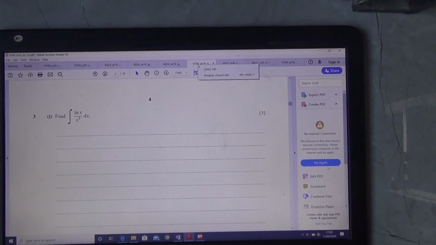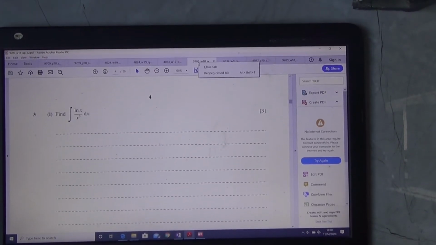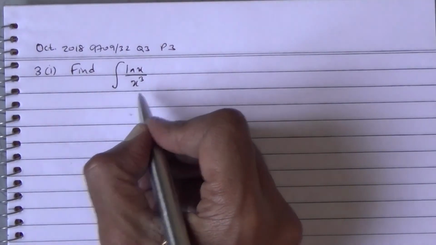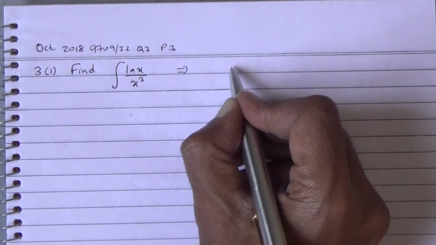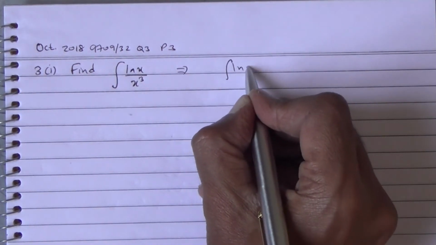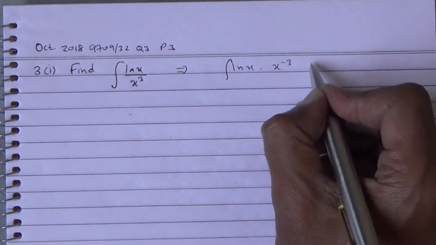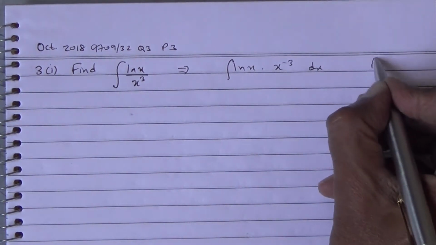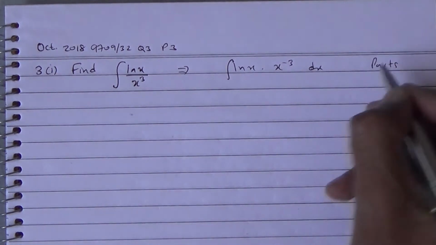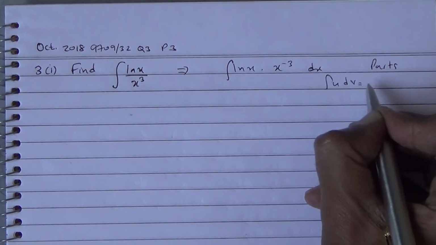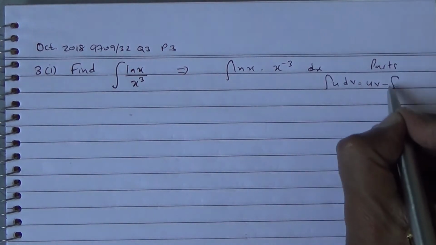Question 3, first part, find the integral of ln x over x cubed dx. Okay, to do a question like this, first of all we need to realize that this can be rewritten as ln x times x to the power minus 3 dx. This is integration by parts, and therefore we are saying the integral of u dv is equal to uv minus the integral of v du.